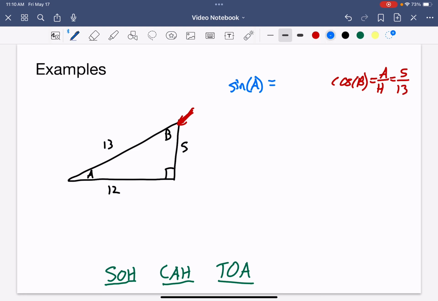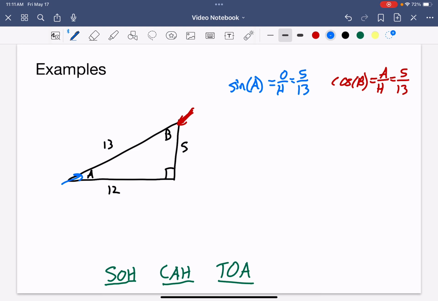My sine of A, I'm looking through this perspective, I need the opposite over the hypotenuse. Well, when I'm looking at it from A, I'm still going to get 5 over 13. And so that's why the perspective really matters. Depending on what angle you're looking at, you can get very similar or very different answers.